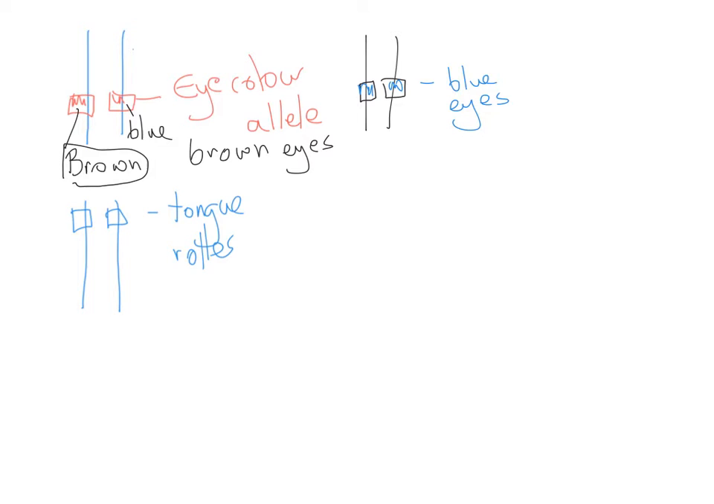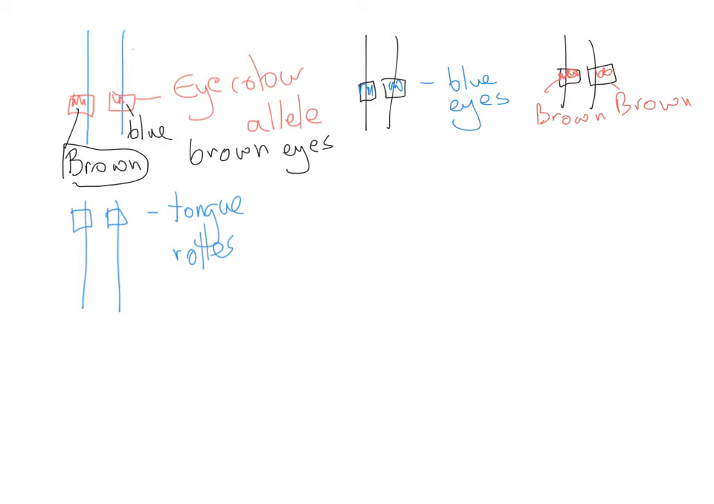Now you'll notice though, it could be a situation where the individual has got 2 brown-eyed genes. So, see, that's a brown, and that's a brown. Well, that's quite straightforward because that individual is going to have brown eyes. So you can see the different combinations of alleles that can be there.